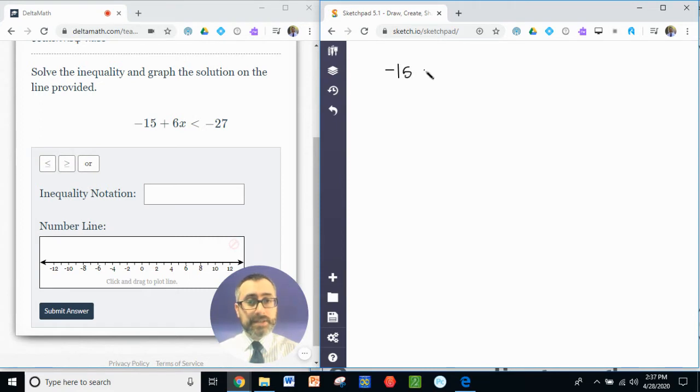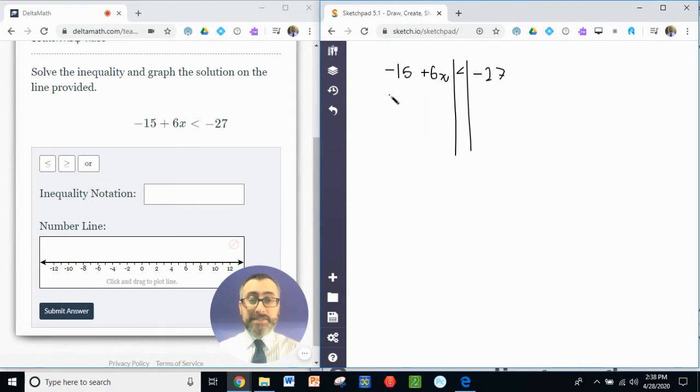Negative 15 plus 6x is less than negative 27. Okay, just like a linear equation, I'm going to go about solving this inequality by canceling information that's on the same side as my variable. I see that my variable is on the left, so I need to do something about this negative 15 and this positive 6. The negative 15 is a constant, it's all alone, so I'll cancel that first.